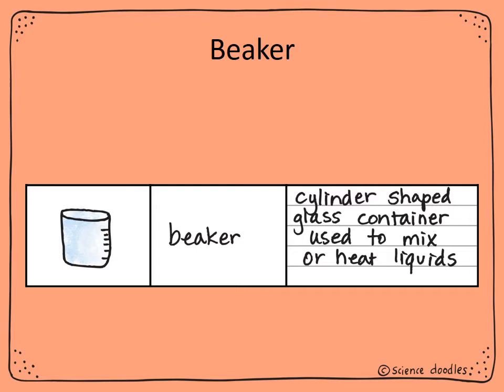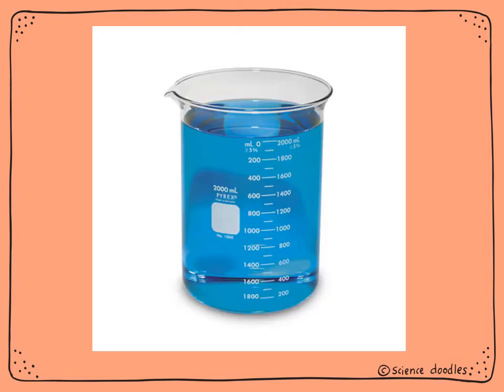Our next word is beaker. It is a cylinder-shaped glass container used to mix or heat liquids. Now notice that the beaker is short and wide, and this is what makes it different than a graduated cylinder. So a beaker is usually shorter and wider. It's shaped like a cylinder and you use it to store liquids. And this is an example of a beaker.